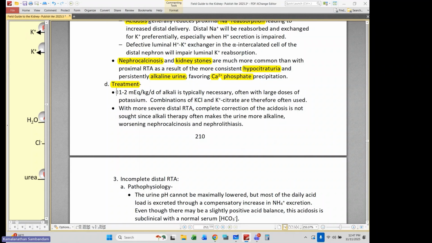Treatment. We don't have to give as much alkali as in proximal RTAs because they don't have that overflow. They don't have that bathtub with a drain that's open, right? These patients, you simply need to match their acid generation rates, right? Or approximate it, right? If the kidney has some capacity for acid excretion, you need to give less alkali, but you shouldn't have to give more alkali than how much they generate in order to achieve acid-base balance in these patients. Okay.